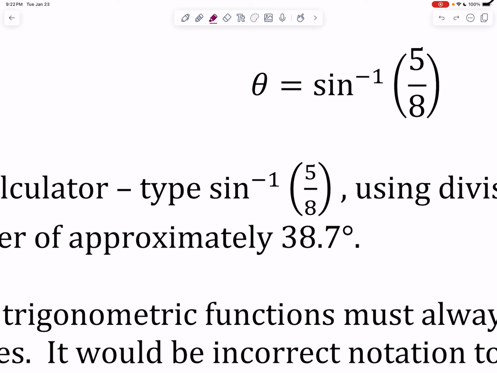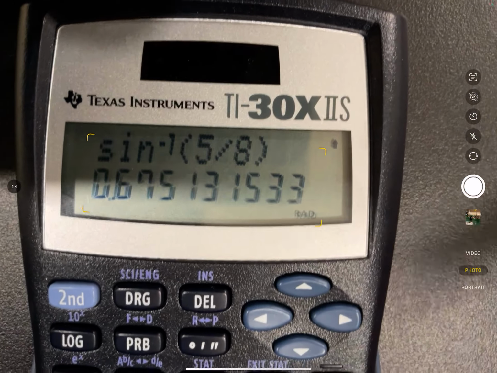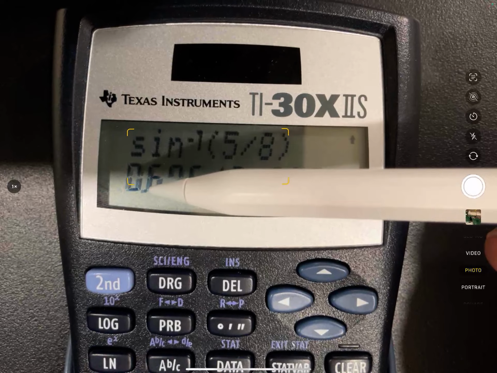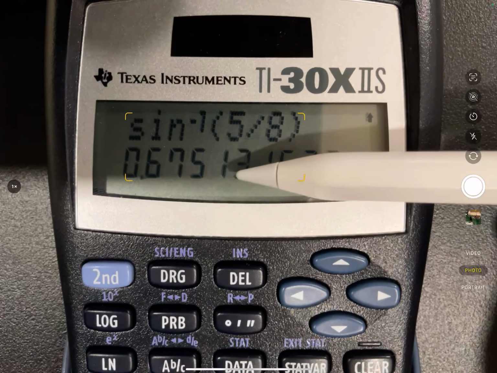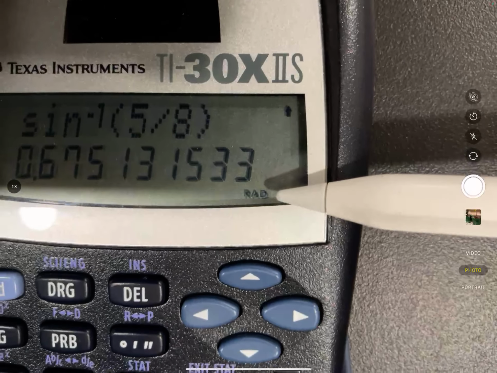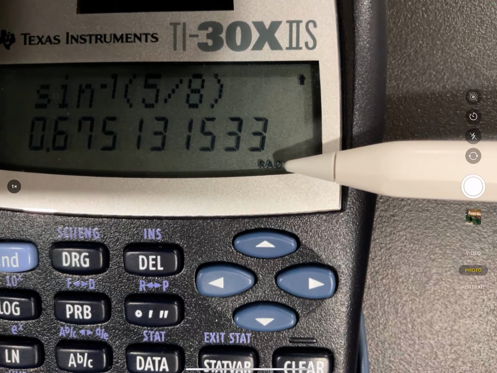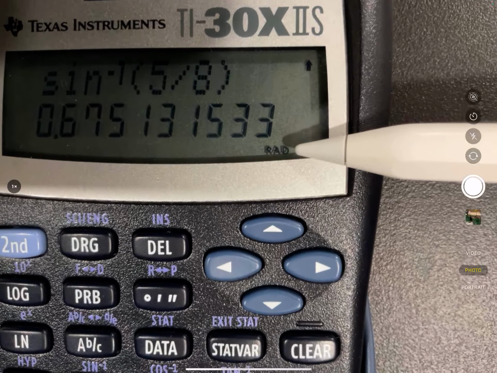It might be possible that your calculator's in a different mode. So for that, you can always check, like you might be getting an answer like this instead. That's not 30-something degrees. That's 0.67513. If you're getting an answer like that, that means your calculator is in a mode called radians mode. It'll say rad or might have an R on it. And you want to make sure it's in degrees mode.